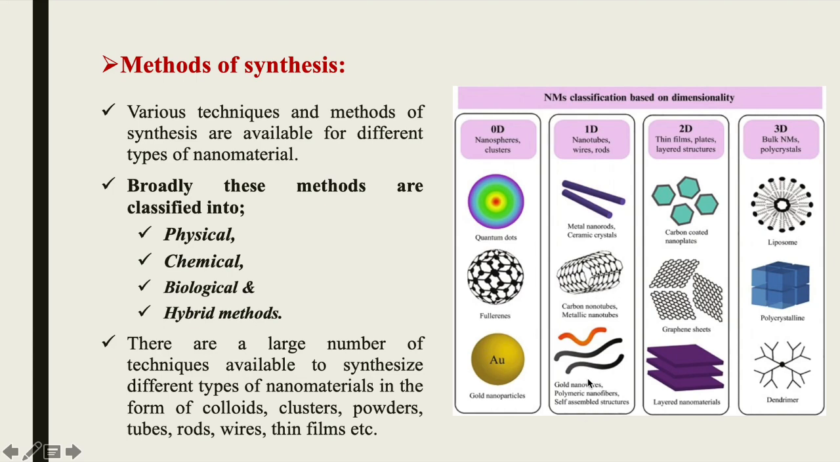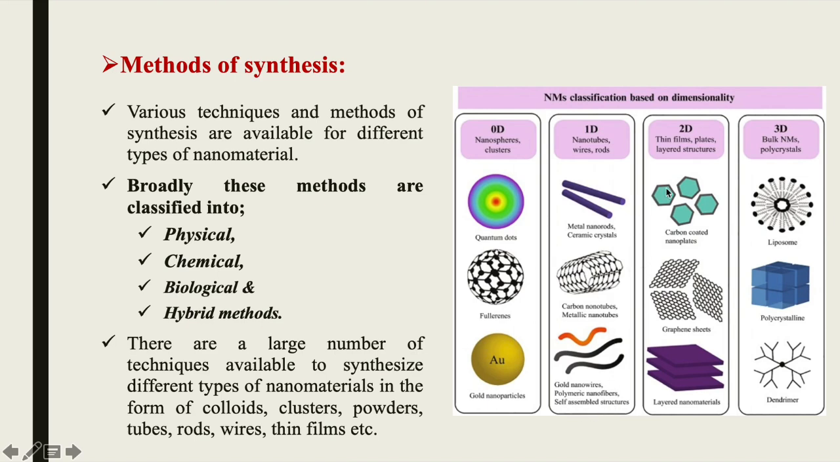Another example is a nanowire. That can be any length, and this length can be in terms of n number of flexible nodes. So that can be gold nanowire. Examples are gold nanowire, polymeric nanofibers, or self-assembled structures. So these are the nanowires.